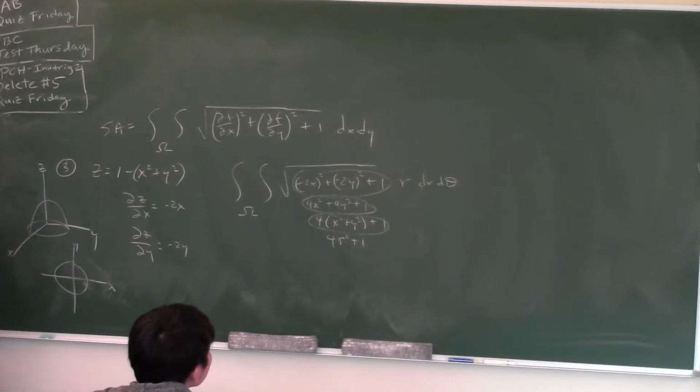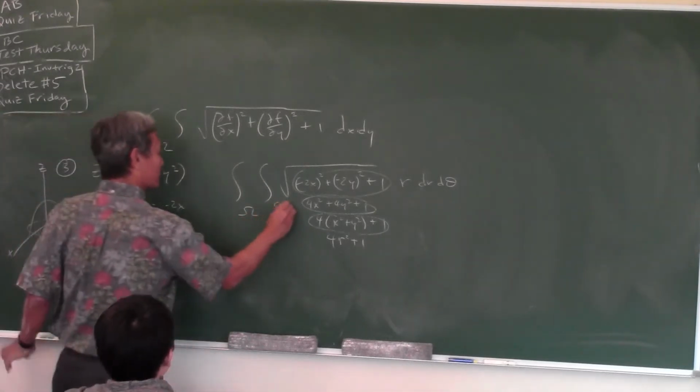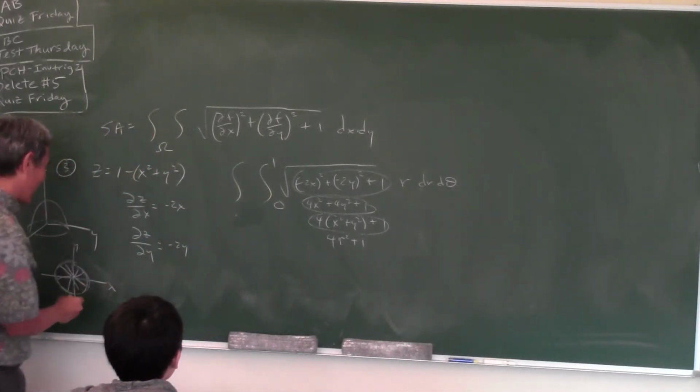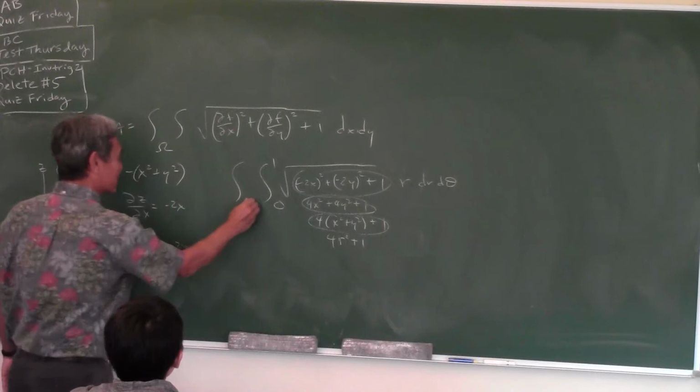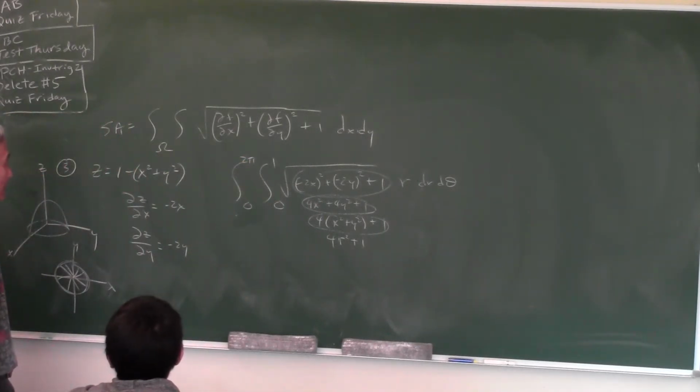Now remember we're doing this in polar, so here's omega. What is r going to go from? R goes from 0 to 1. It's constant every time, so 0 to 1. And what about theta? 0 to 2 pi.